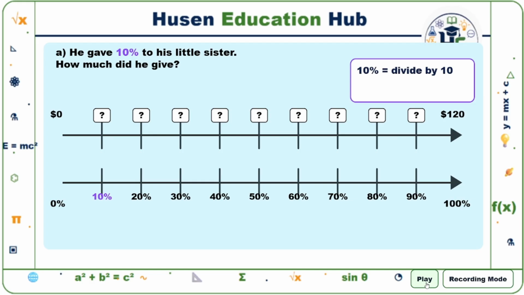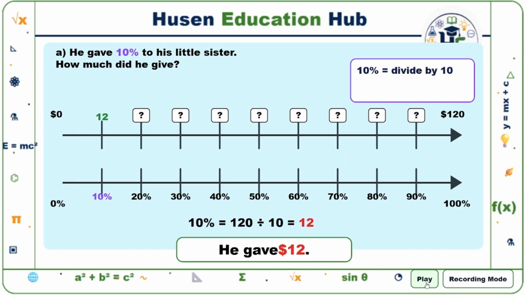Question A asks for 10%. 10% means divide the total by 10. I repeat, divide the total by 10. 120 divided by 10 equals 12. So Sam gave $12.